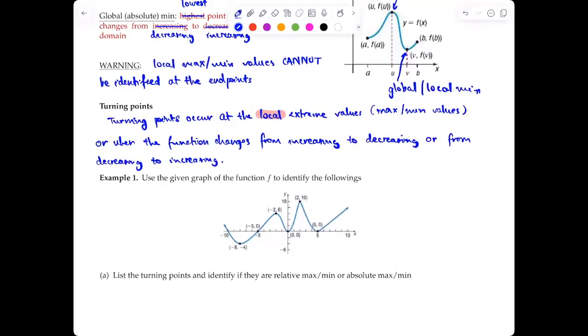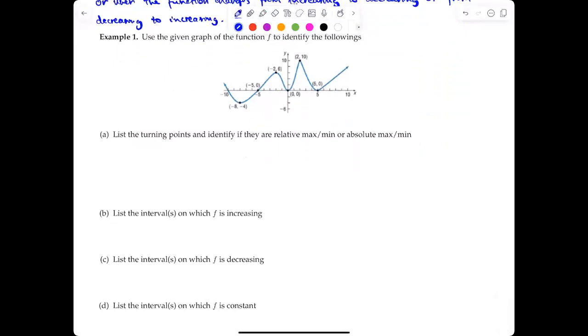All right. For the next few examples, we're going to look into how to identify the intervals in which the function is increasing, decreasing, or constant. Also identify or classify maximum and minimum values. For this course, we're just going to focus on finding this information using graphs, but in Calculus 1, you will be able to find the information algebraically. Let's take a look at this example. List the turning points and identify if they are a relative maximum or minimum or an absolute maximum or minimum. Relative means local. Absolute means global.